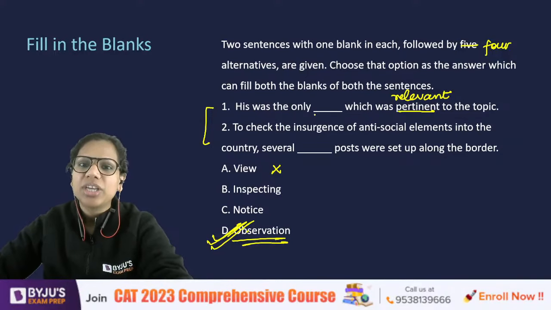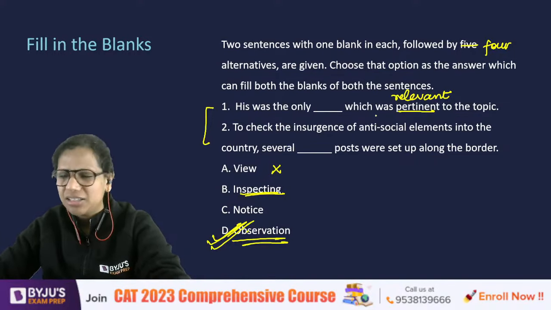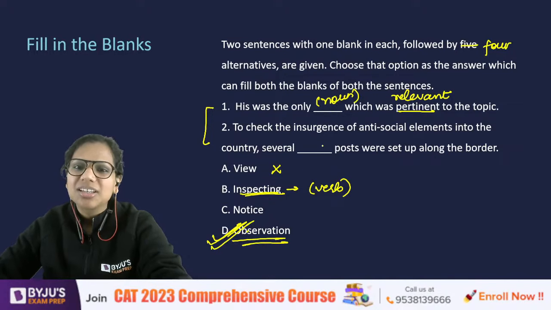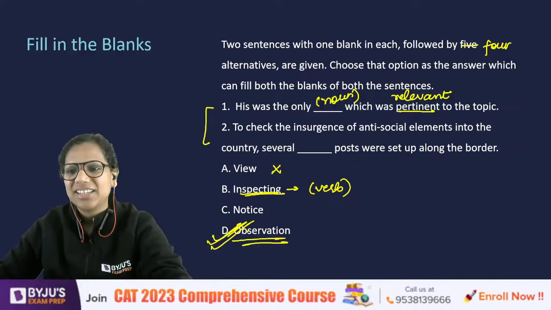Correct. Okay, his was the only inspecting does not make sense. Those of you who've said B, his was the only inspecting. No, inspecting is a verb. I need a noun here, right? His was the only notice. Notice does not fit again either in the first one, so it's only observation.